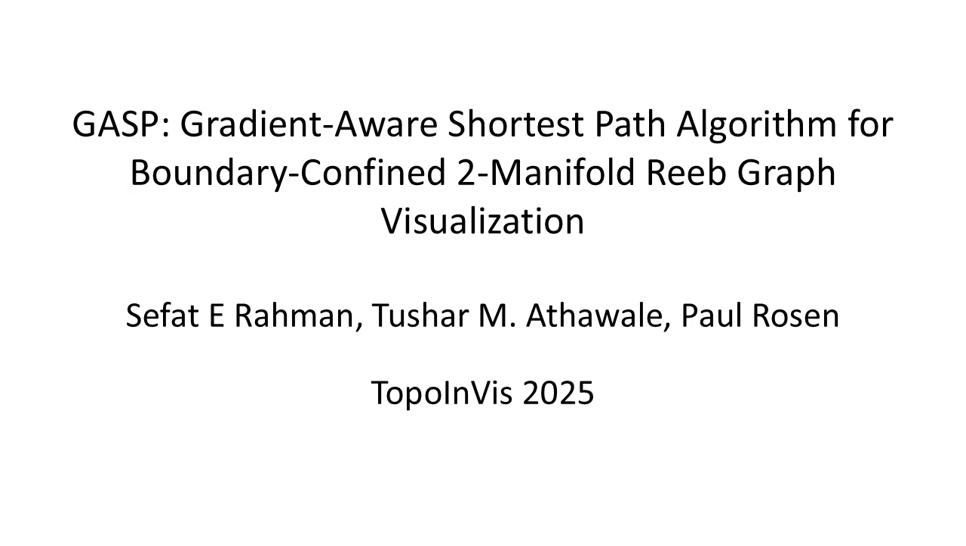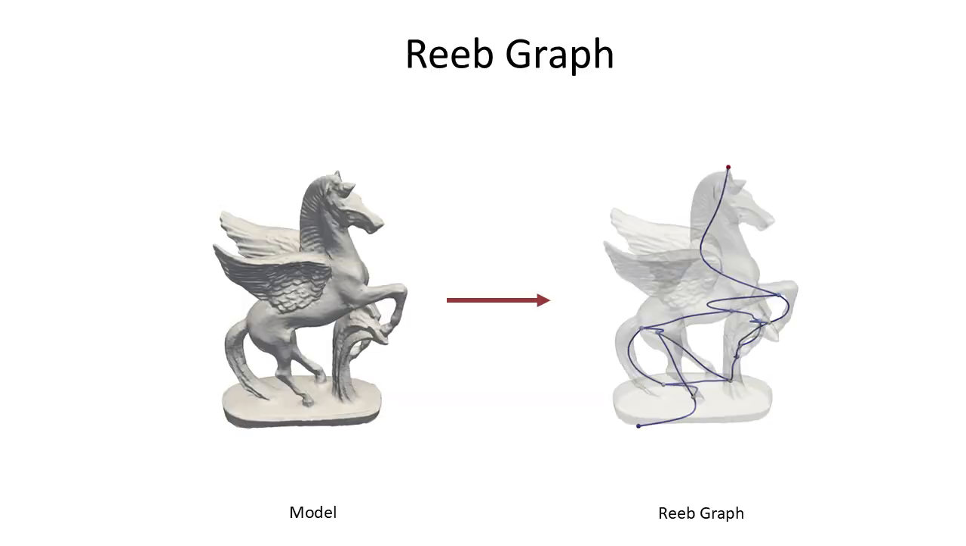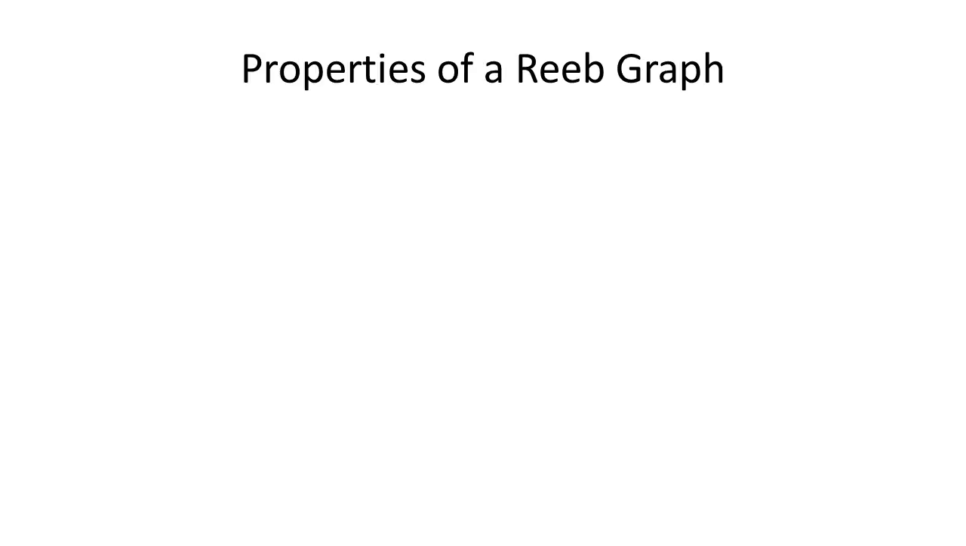In this video, we describe the GASP algorithm for visualizing Reeb graphs. The Reeb graph is a compact structural abstraction of a function defined on a manifold. For faithful visualization of the scalar function, a Reeb graph should possess some essential properties.